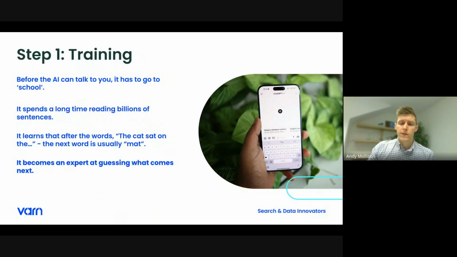The training is step 1. This is where the AI needs to understand how we actually talk and converse and how we write things online. So it spends a lot of time reading billions of sentences, billions of words. Ultimately, it's reading the internet to understand how we say things. So it learns frequency and repetition and understanding how sentences are formed. For example, the cat sat on the, it understands the next word is normally mat. So it can go, okay, sentences are formed in this kind of manner, and that's what normally happens. So it actually becomes an expert at guessing what comes next. I think that's quite important.